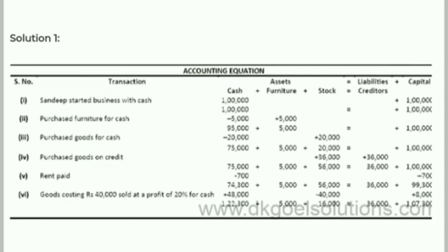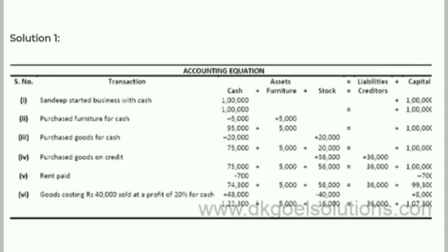Now we are purchasing goods on credit. It will be added to stock. We are purchasing goods costing 36,000 on credit. That will be added to stock but not deducted from cash. Rather, it will be written under the liability side as creditors. So the equation after this will be cash 75,000, furniture 5,000, stock 56,000, creditors 36,000 and the capital being 1 lakh. The total of both sides is equal to 1 lakh 36,000.